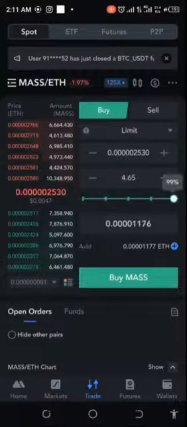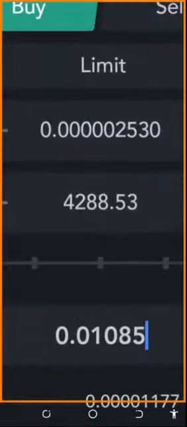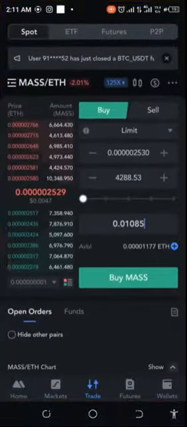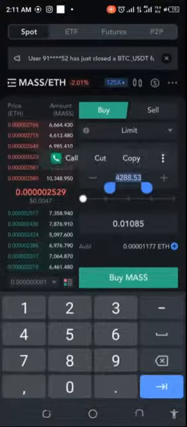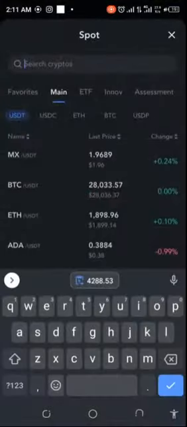Okay, so let me go back. Let's just do sell and buy again and put our ETH here. Okay, so we're back to 4288. So we're going to copy that. And then we're going to go over and try to sell this at mass.